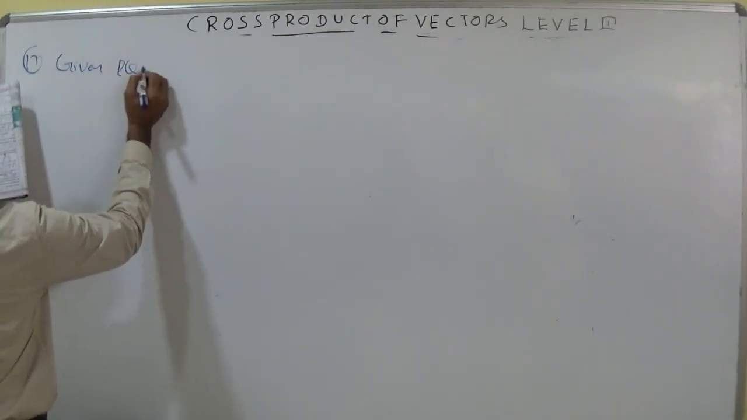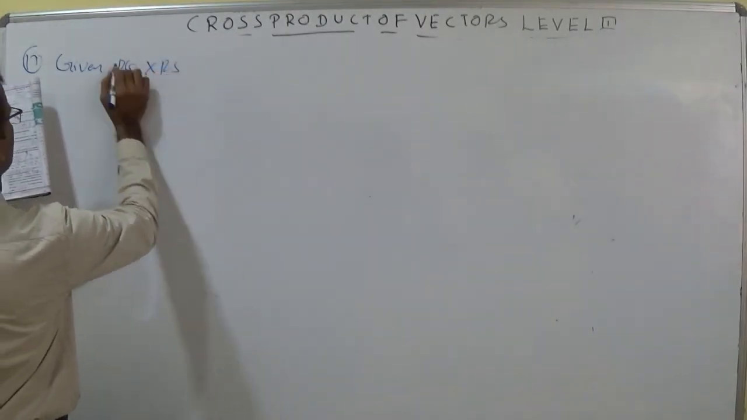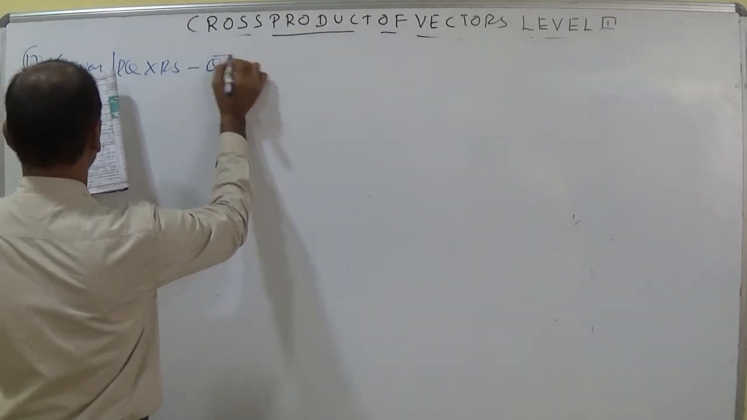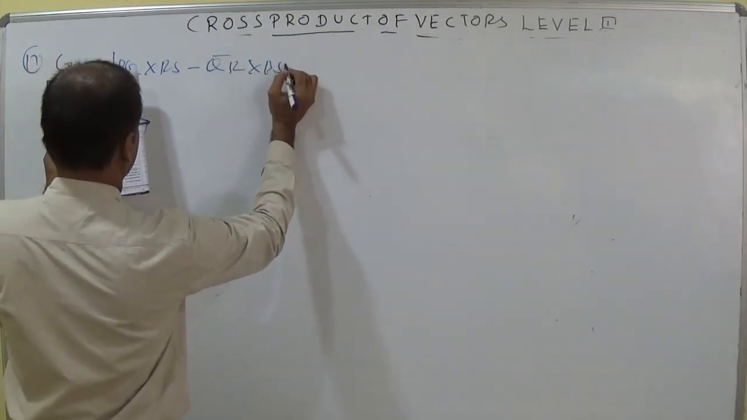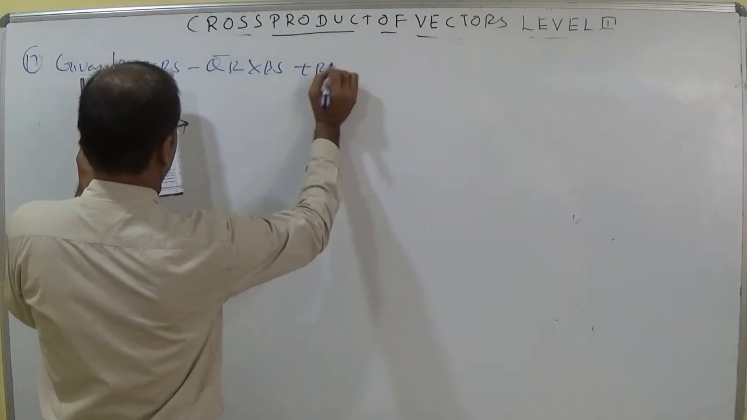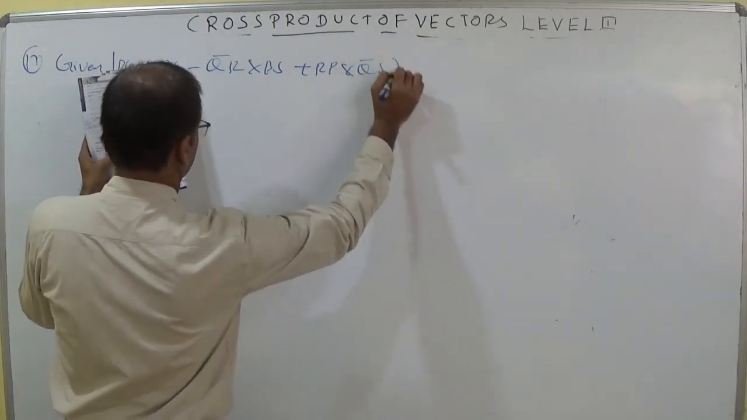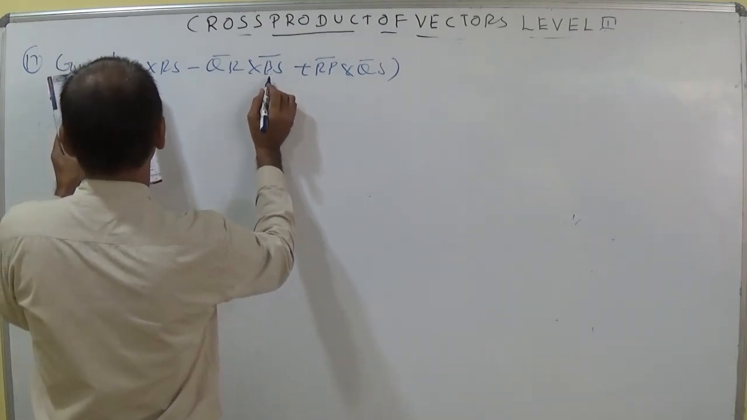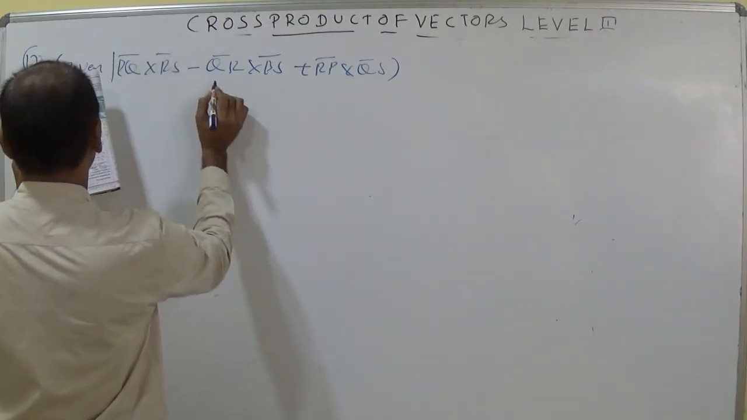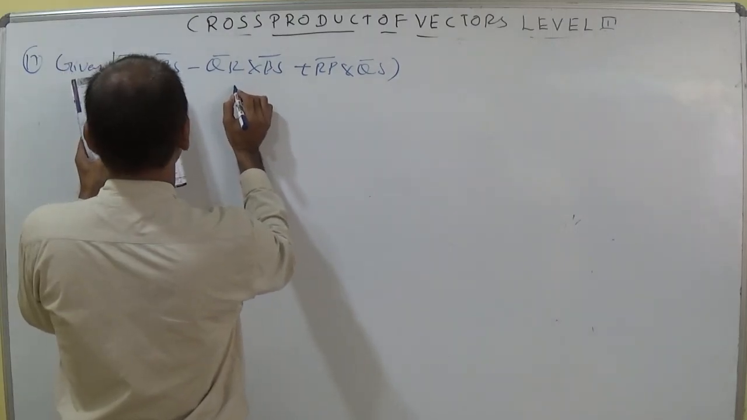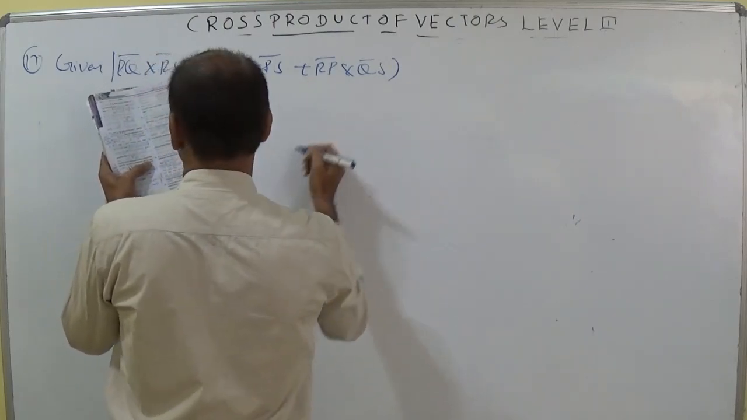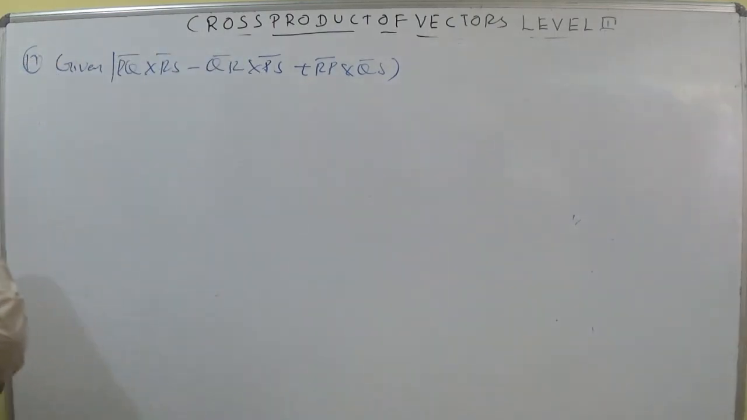Given data, I am writing: modulus of PQ cross RS minus QR cross PS plus RP cross QS is equal to given.